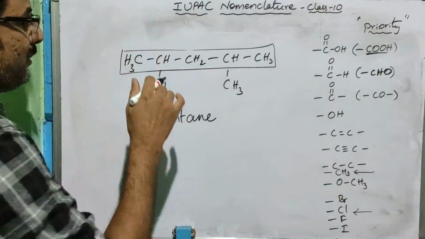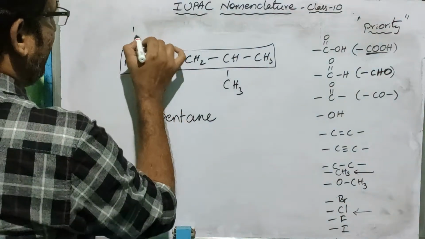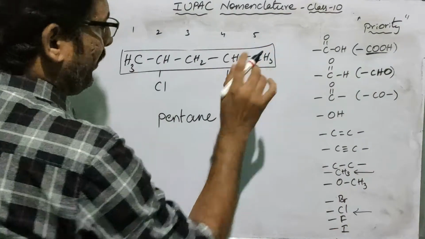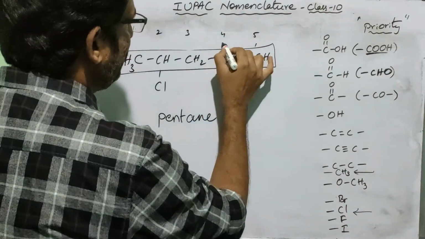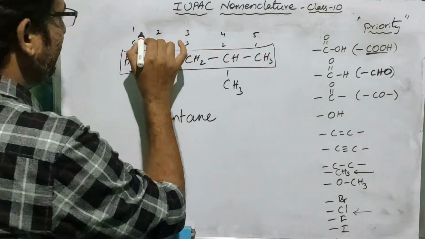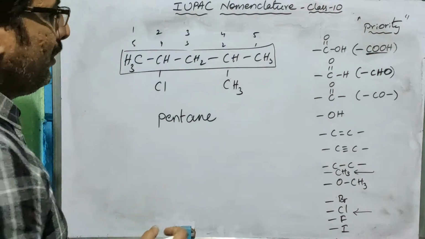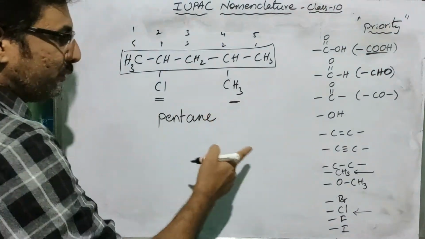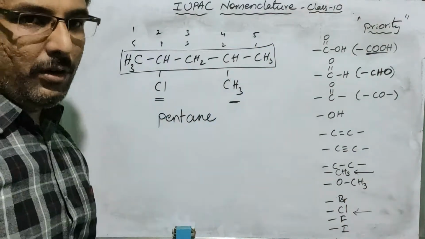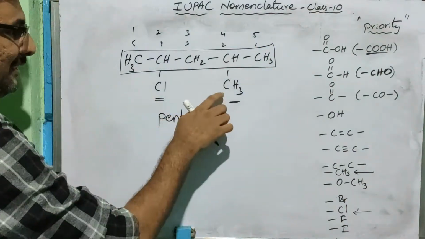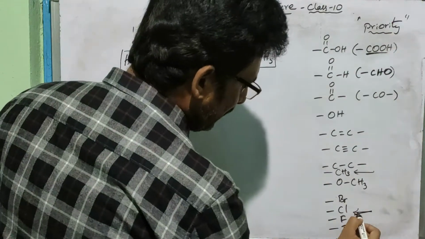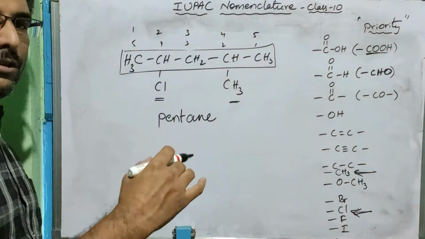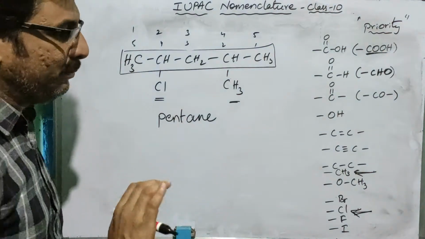Now, in which way do you have to give numbering? From left to right, 1, 2, 3, 4, 5, or 1, 2, 3, 4, 5. Since you have 2 substituents, you have to go for this preferential order. So look, where is this chlorine and CH3? Chlorine is here and CH3 is here. So the one which is on the top should get the least number.